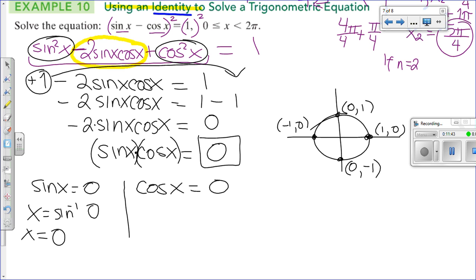At 0 degrees or 0 radians. And then where else is the sine equal to 0? Right here, right? At pi.